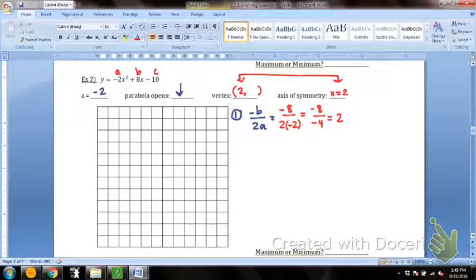Okay, Hortensia, what do we do next? What do we need to find next? You have to plug the 2 into the equation. Excellent. We're plugging 2 into the equation. Aren't we really doing f of 2? Right, because we're putting our 2 wherever there was an x. Okay, go ahead and figure out what it is.